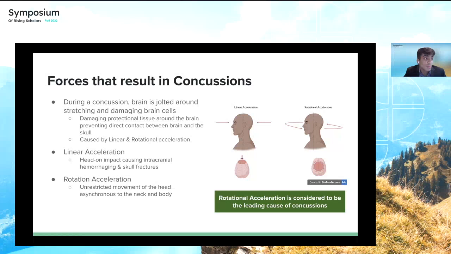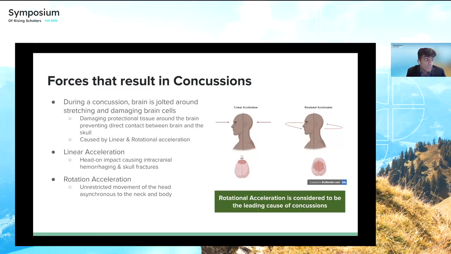Linear acceleration includes head-on impact and injuries, including intracranial hemorrhaging and skull fractures. An example of this is when a car brakes too hard and the passenger's head jolts forward, contacting the front or interior of the car. Rotational acceleration involves the unrestricted movement of the head asynchronously to the neck and body. An example would be a boxer getting punched in the side of the face, causing his or her neck to twist. It causes injuries affecting the brainstem, and rotational acceleration is thought to be the leading cause of concussions. Brainstem injuries can lead to momentary paralysis, and can affect bodily functions and memory.